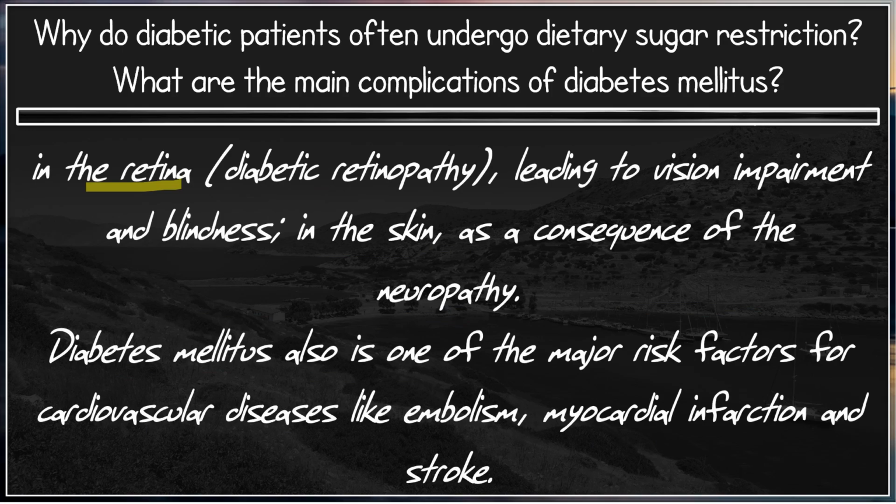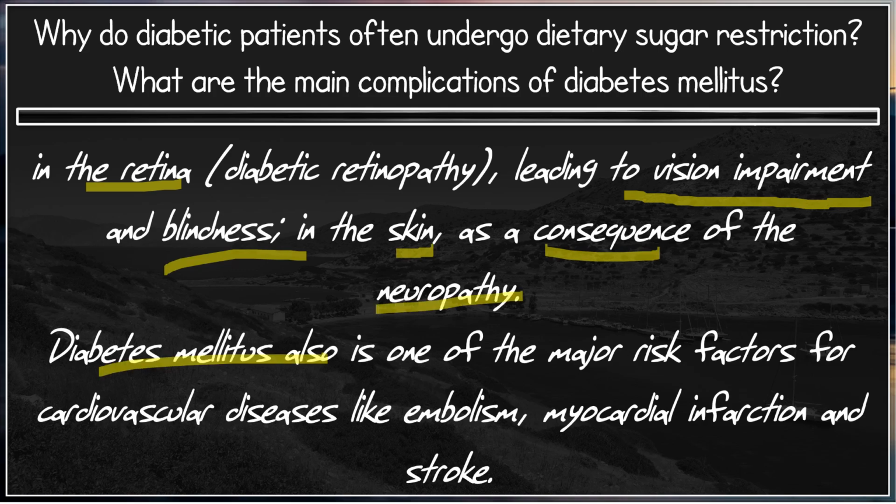In the retina, diabetic retinopathy leads to visual impairment and blindness. In the skin, there are injuries as a consequence of neuropathy. Diabetes mellitus also is one of the major risk factors for cardiovascular disease like embolism, myocardial infarction, and stroke.